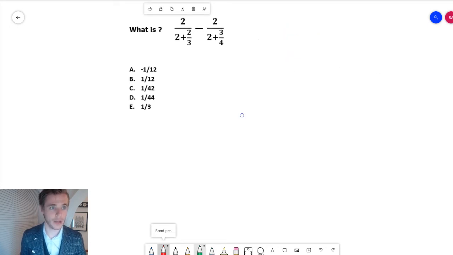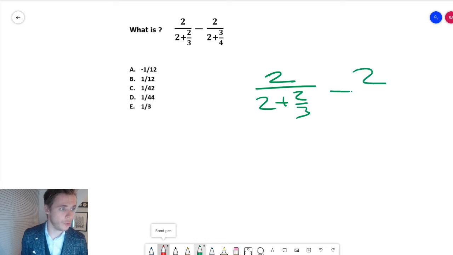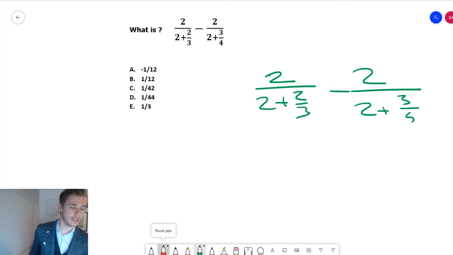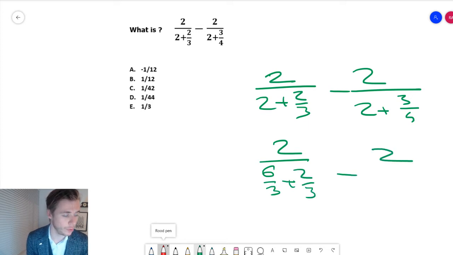So let's start with 2 over 2 plus, let's write the whole sum one more time, minus 2 plus 3 over 4. Okay, so first I want to have one fraction in the denominator. So 2 is the same as 6 over 3 plus 2 over 3 minus 2 divided by 8 over 4, which is the same as 2 plus 3 over 4.